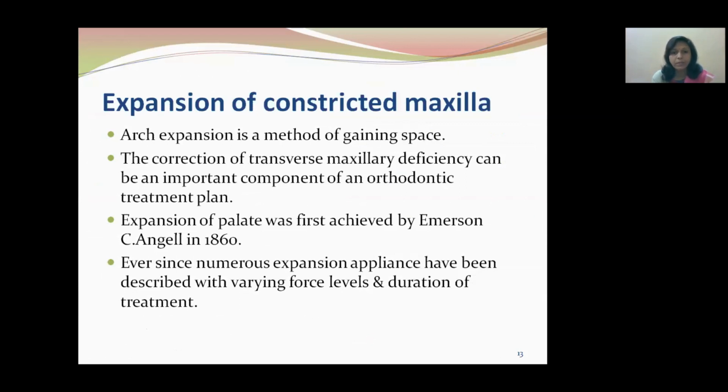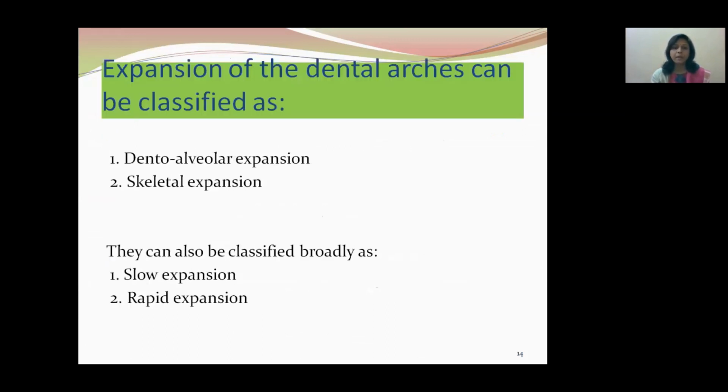The correction of transverse maxillary deficiency can be an important component of an orthodontic treatment plan, and the expansion of the palate was first achieved by Emerson C. Angell in the 1860s. Ever since, numerous expansion appliances have been described with various force levels and duration of treatment. Expansion can be classified as dentoalveolar expansion or skeletal expansion. It can also be broadly said as slow expansion or rapid expansion.